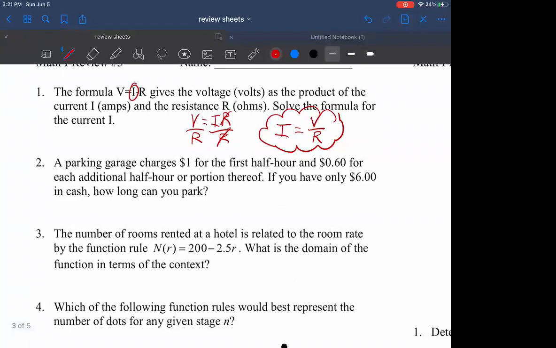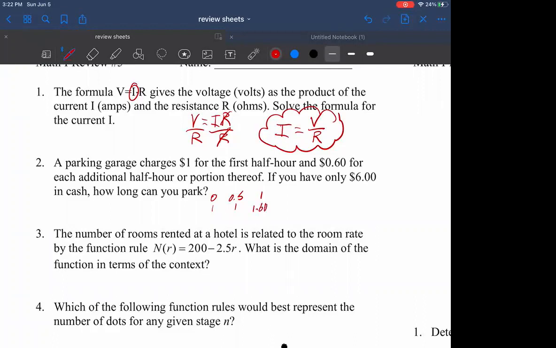Number 2, a parking garage charges $1 for the first half hour and 60 cents for each additional half hour or portion thereof. If you have only $6 in cash, how long can you park? So the first half hour, that means like the first 30 minutes, right? It's $1. So whether you park for 0 minutes, that's probably 0. But if you pull into the parking garage, even if you immediately pull out, you still paid $1. And then up to the first half hour, it's just $1, right? Then for each additional half hour or portion thereof, it's 60 more cents.